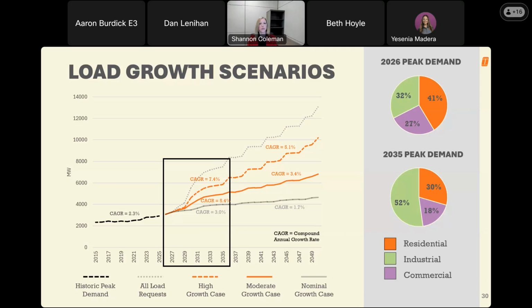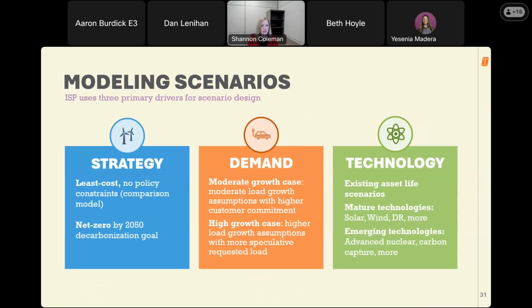We receive load requests regularly, some of which is probable and some of which is speculative. The inclusion of a moderate growth forecast and a high growth forecast allows us to encompass the magnitude and the timing of this uncertainty and to explore system expansion plans that serve the two ends of this range. So we're preparing once again to take on a scenario-based approach in terms of load growth as well. If you move on to the next slide, we'll talk about those modeling scenarios.